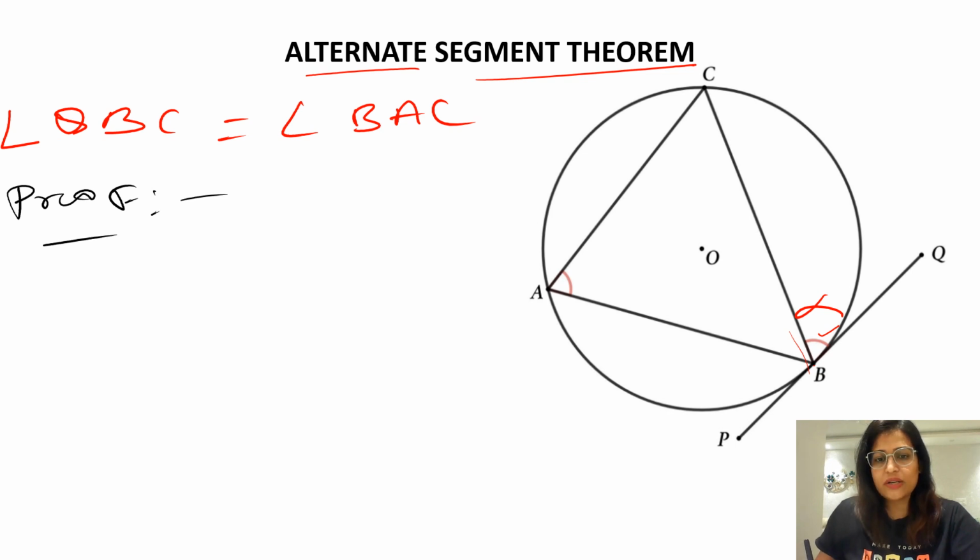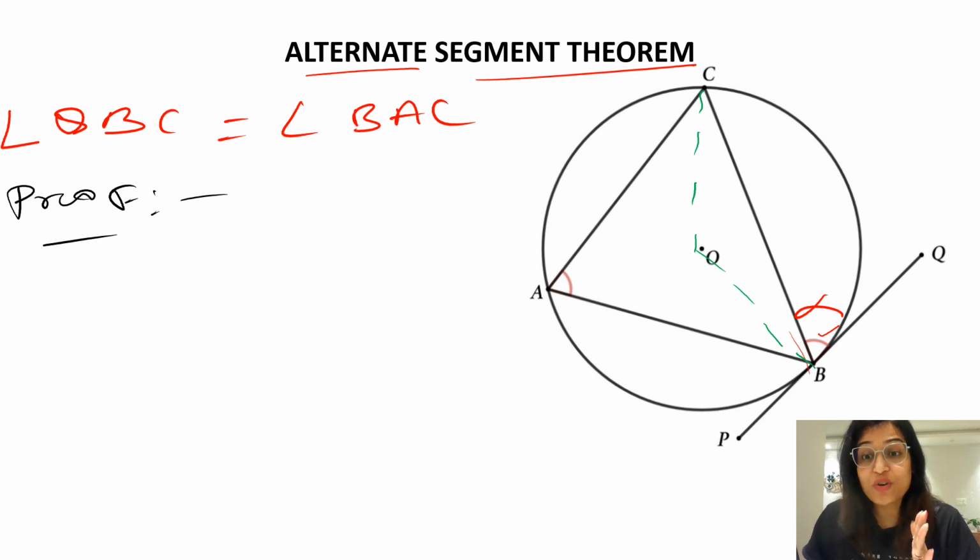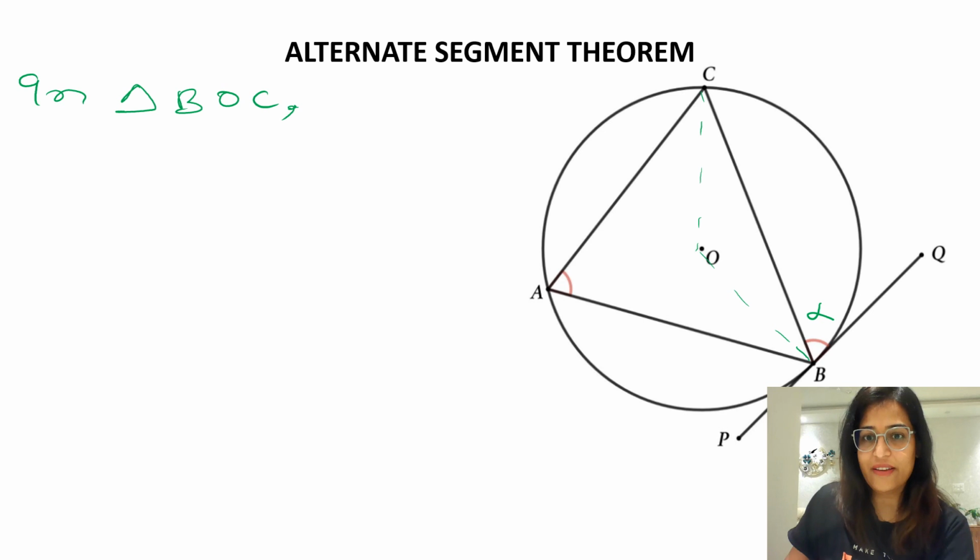So let's do a small construction here. I would like to join OC and OB because these two are the radius, right? And we know that the radius is always perpendicular to the tangent at the point of contact. OB is the radius that is perpendicular to the tangent PQ, so here this angle is 90 degrees, correct?